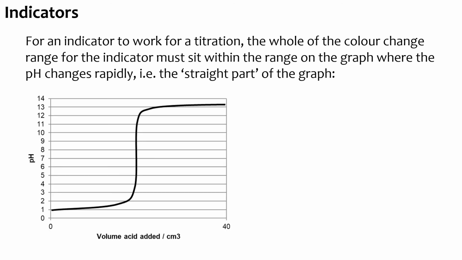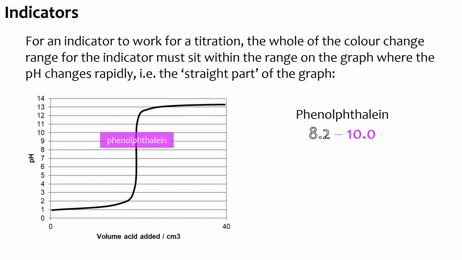So just have a look at this graph, just another example here. We have here a strong acid, strong base curve, because it starts off with a low pH for a strong acid, ends up with a strong base. And if we look at phenolphthalein, it has a range of 8.2 to 10. And if I just overlay that range on the graph, we can see that the whole of that block sits over the straight part of the graph. And that means that we would be getting a colour change where that one drop causes the pH to shoot up in this case.